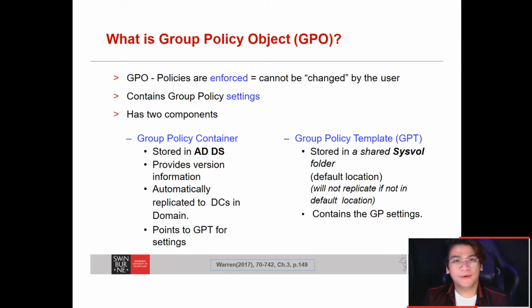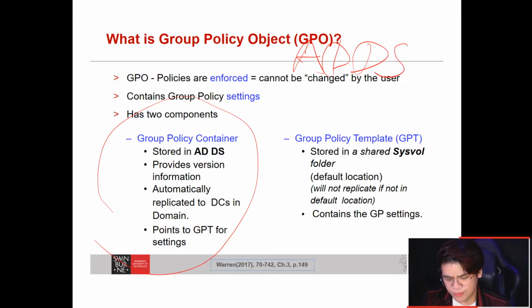GPO, or group policy object, is like policies that are enforced and cannot be changed by normal users at least, okay? It contains group policy settings, and this GPO has two components: the group policy container and the group policy template. Right? The group policy container is basically the place where you put your policy in, which is stored in ADDS, your Active Directory Domain Services.